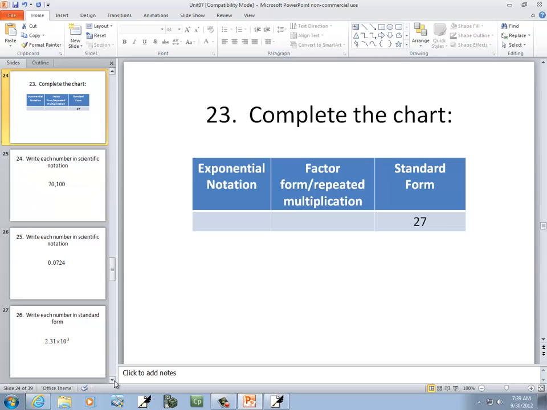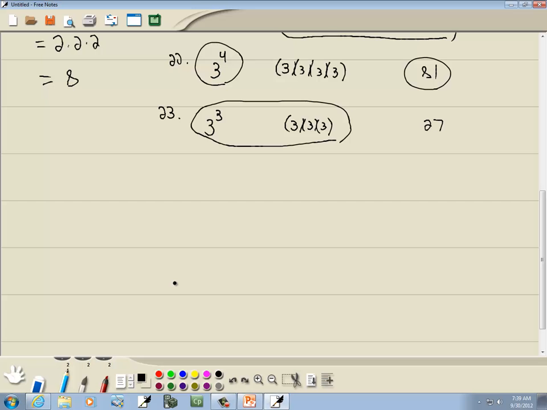Now the next thing talks about scientific notation. So let me start a new page and we'll talk about that.